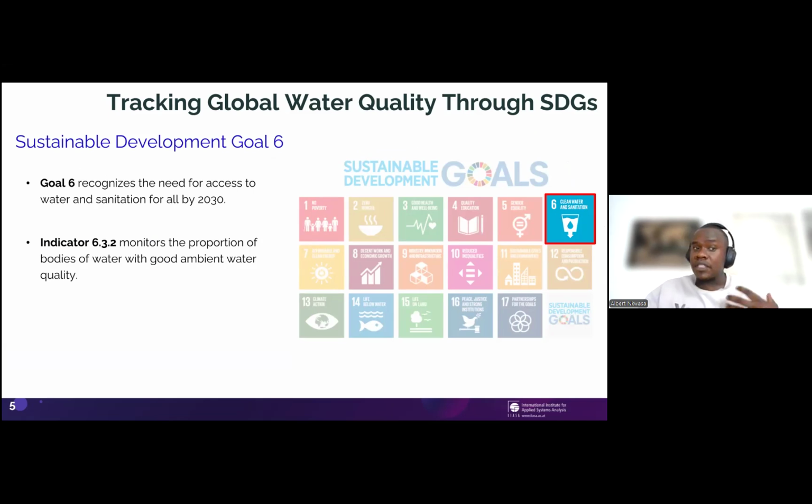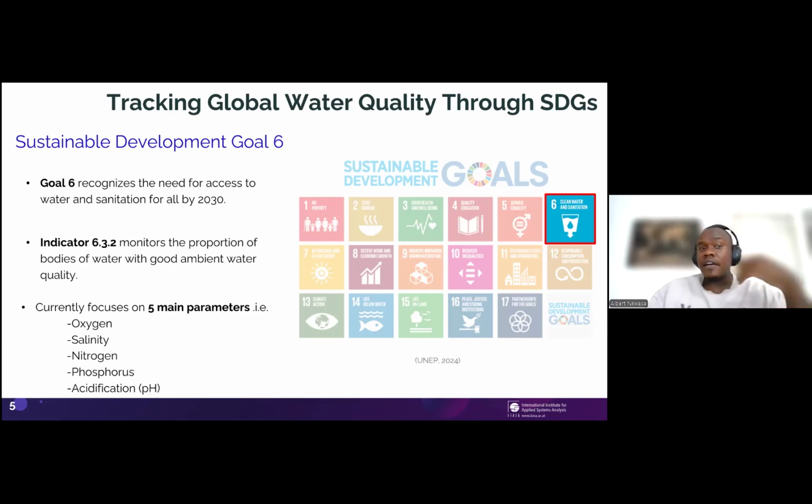What we use here is mostly indicator 6.3.2, which monitors the proportion of water bodies with good ambient water quality. The ambient water quality will be defined in the subsequent slides, but the SDG focuses on five main parameters of water quality. It looks at oxygen, salinity, nutrients, so nitrogen and phosphorus, as well as acidification.